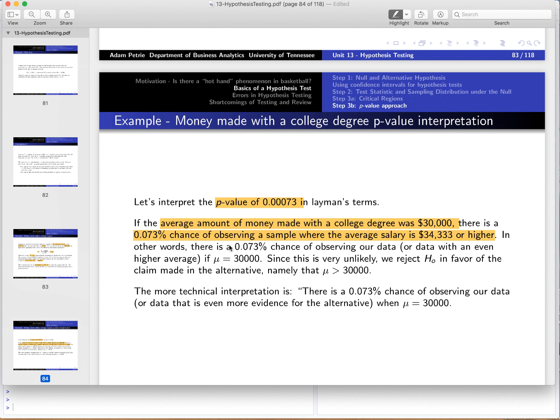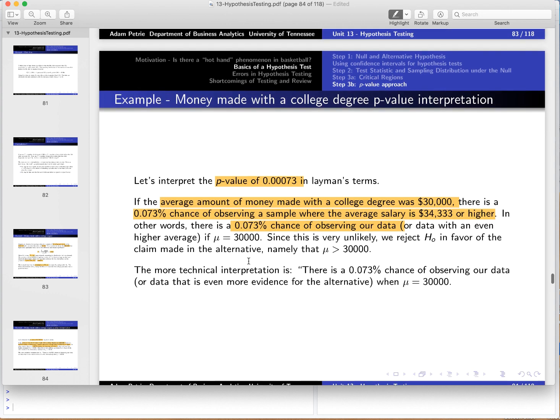So because there's only a 0.073% chance of observing our data, or data with even a higher average when mu is equal to 30,000, that leads us to overwhelmingly reject that null hypothesis and go with the claim in the alternative. It's just way too unlikely to see a sample average like this when the null hypothesis is true.